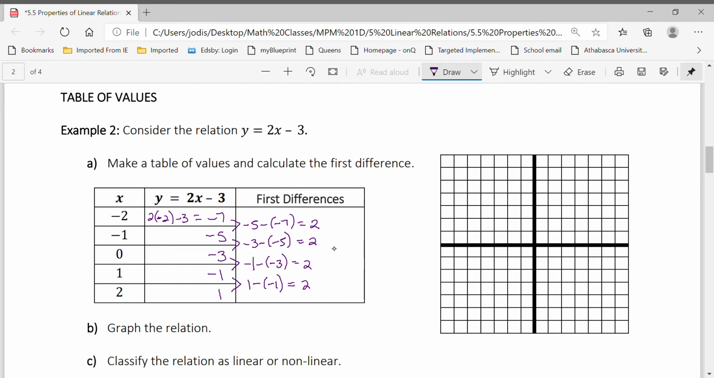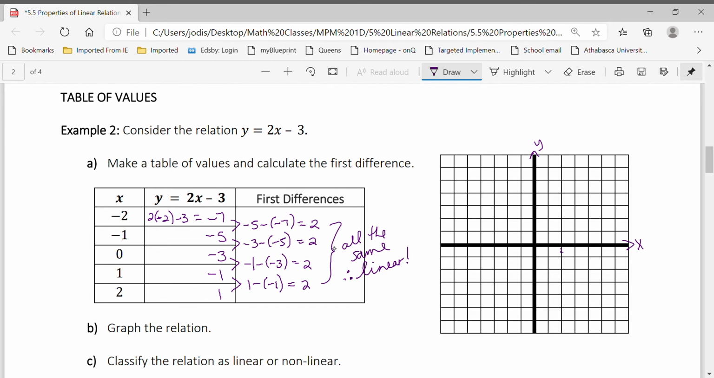So if we look at our first differences, and they're all the same, if that happens, we can say that this relationship is linear. They also want us to graph this relation. To graph this, we can just plug in our points that we've created. Oh no, we're going to have to add in a scale on this one.